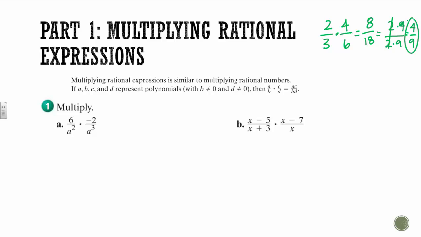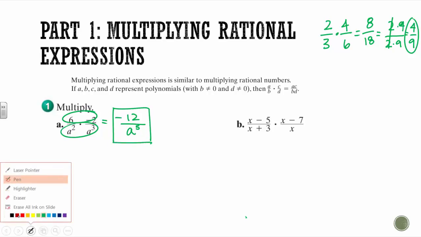So same thing with this. Multiply what's on top, gives us -12, and multiply what's on bottom. So we have to use our exponent rules here. We end up with 5a's. And then before you box it up, check and see if you can simplify. And in this case, we can't, so we're done. That's it.